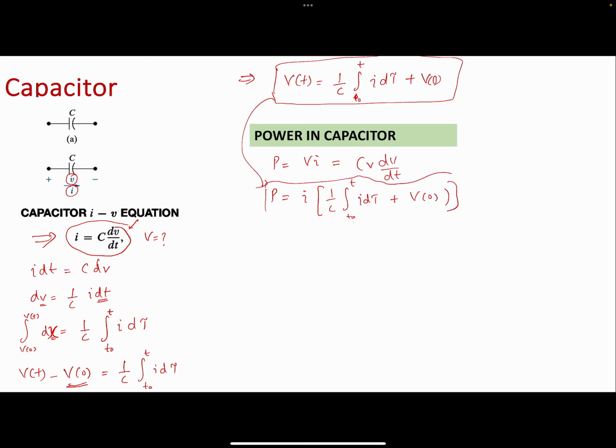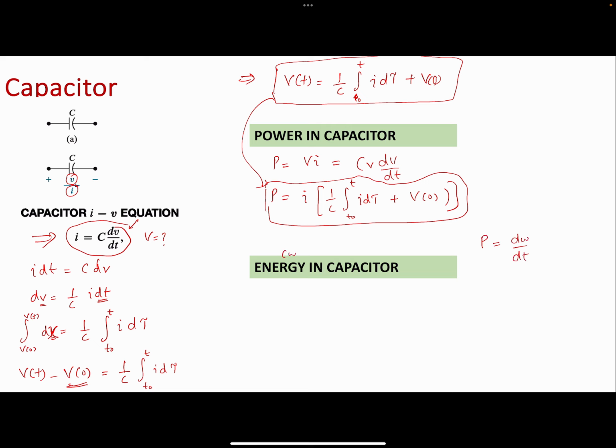So here is another equation for the power. Similarly, you can find energy in the capacitor as well. If you remember, we talked about this. The power is the rate of change of energy. Energy is being represented by W over here. And I can use this equation over here, CV dV by dt. Again, the dt's can be cancelled, so you are left with dW equals CV dV.